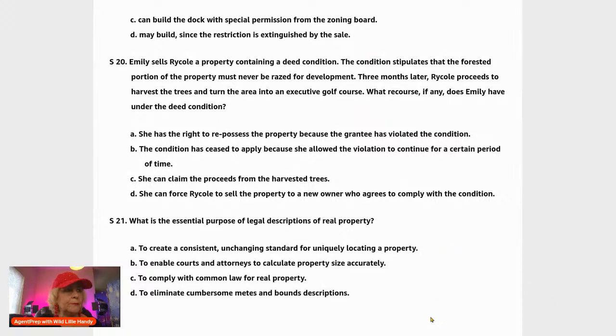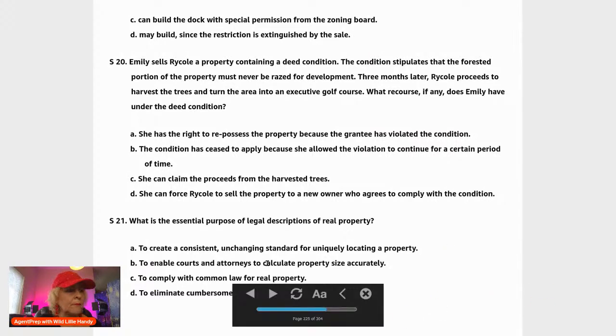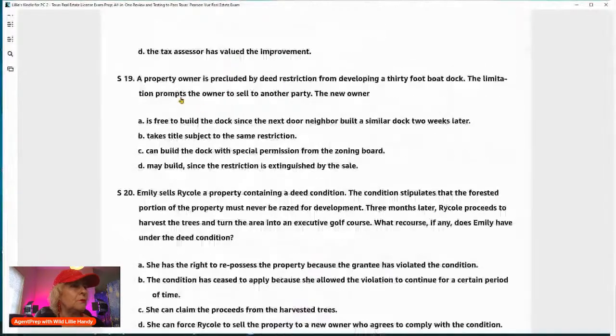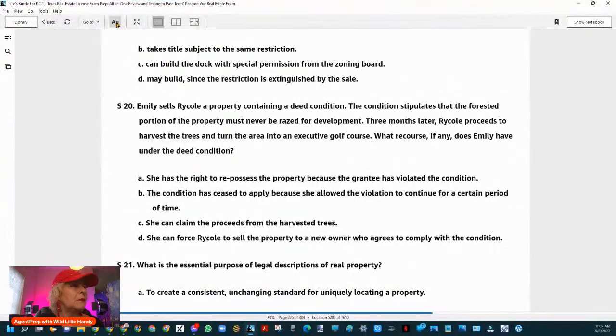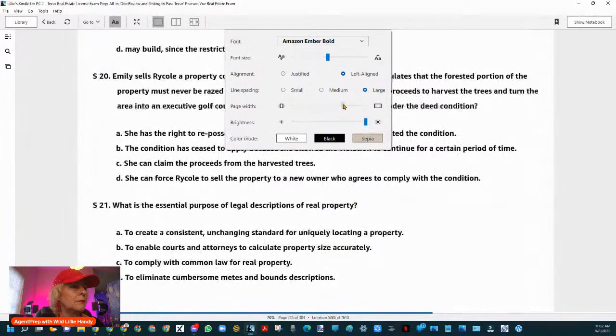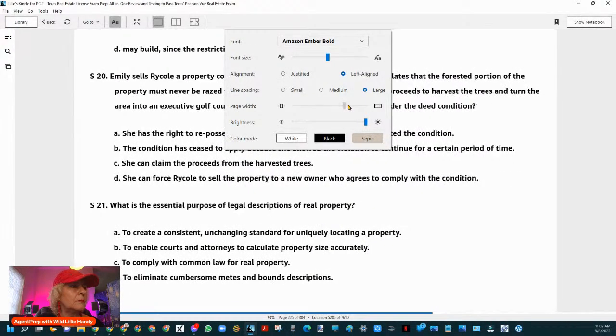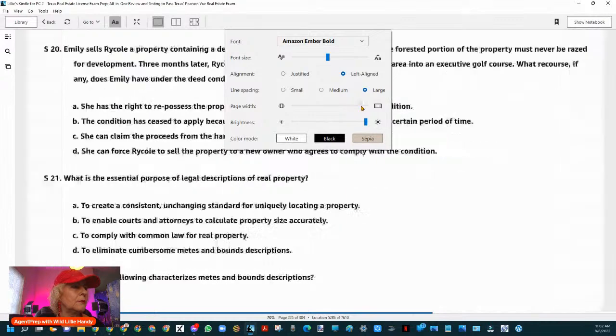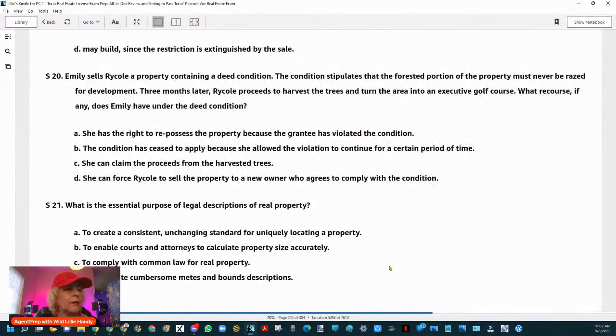Number 21. I liked it when it was larger. So I have to change the okay, number 21. Oops, that's not going to work.